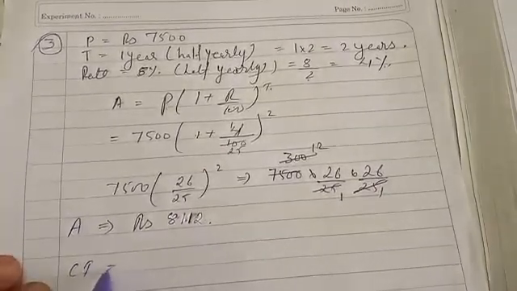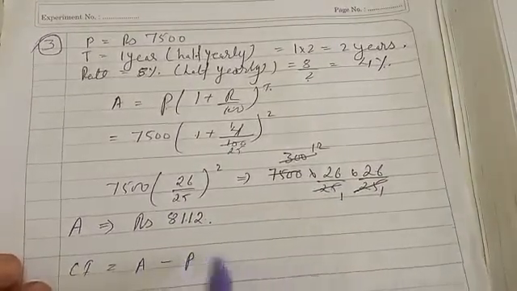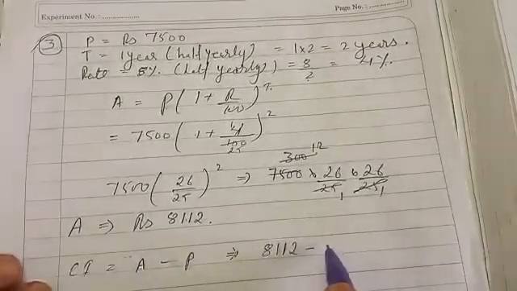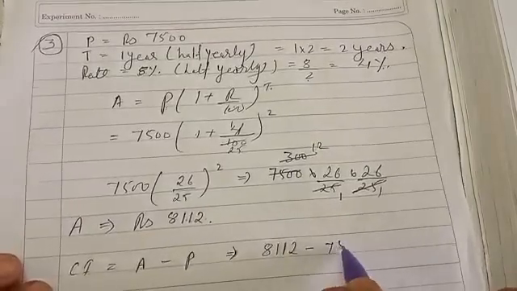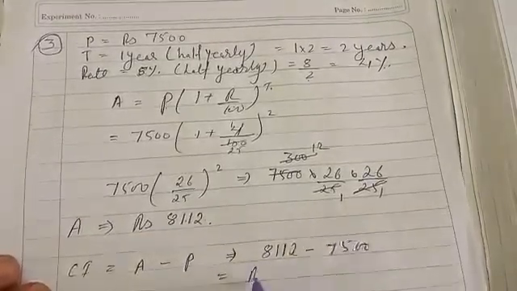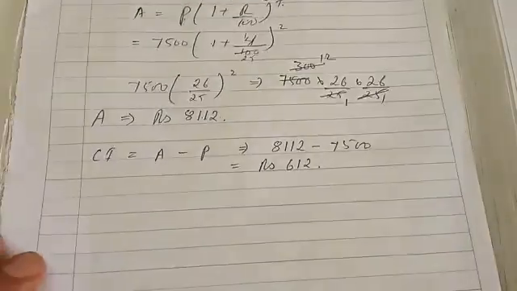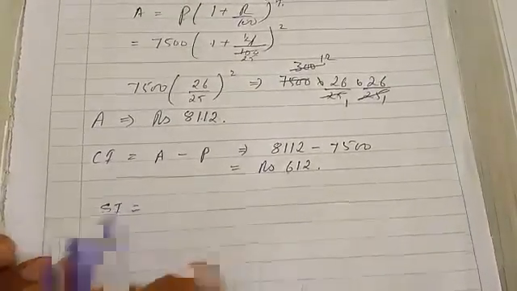We have to find compound interest. Its formula is amount minus principal. What is the amount? 8,112 minus principal is rupees 7,500. You subtract it, you will get 612. Now you have to find simple interest.